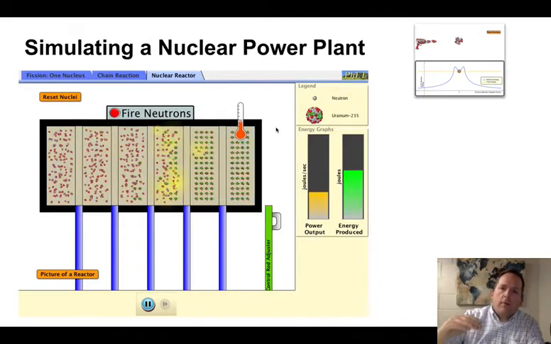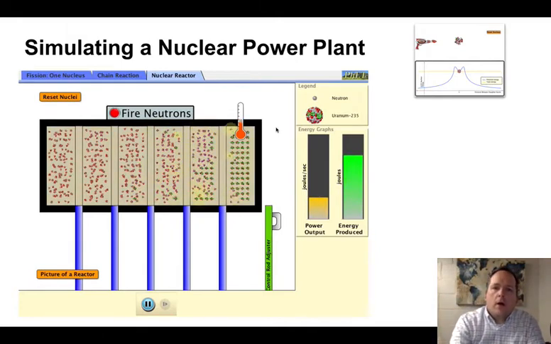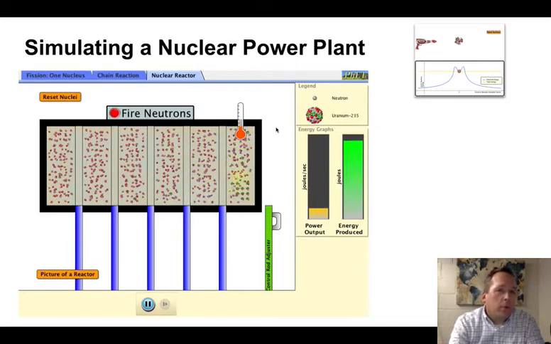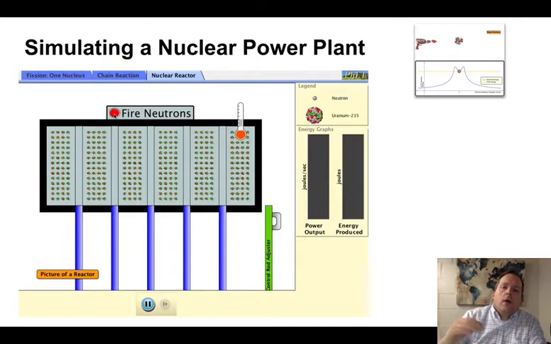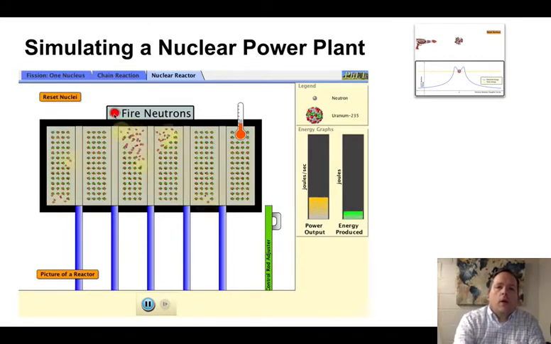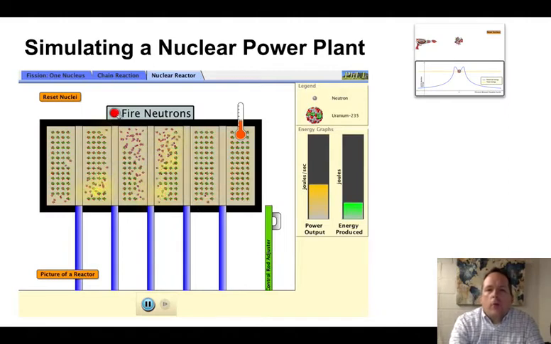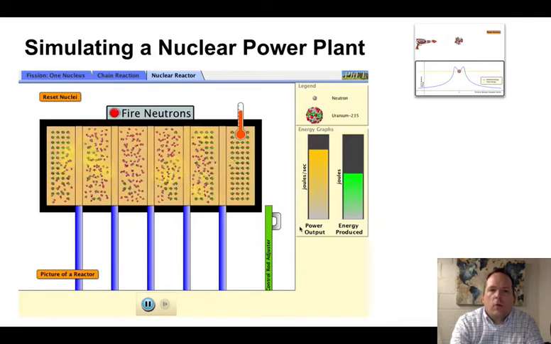You'll notice that drives the power output higher and also drives the energy produced higher in this setup. Now, it might be that I don't want to produce power at that rate, because this is going to make my reactor too hot, or I don't need to generate this much electricity at the time. So you can adjust the position of these control rods within the core of the nuclear reactor and slow down the reaction.